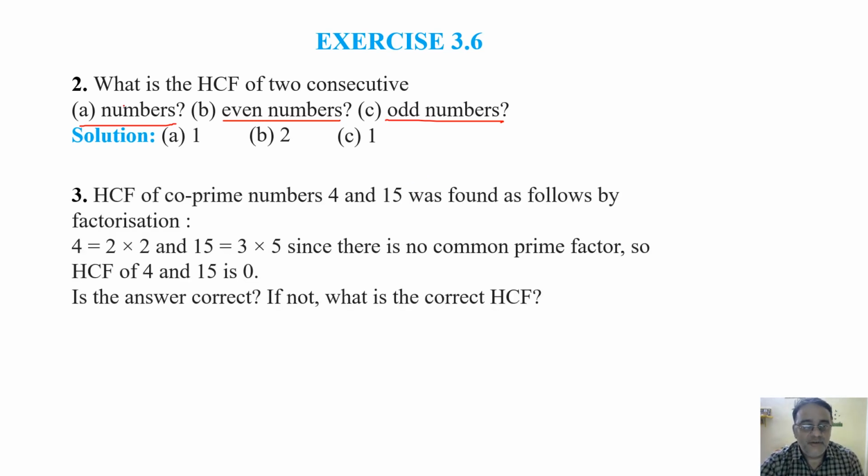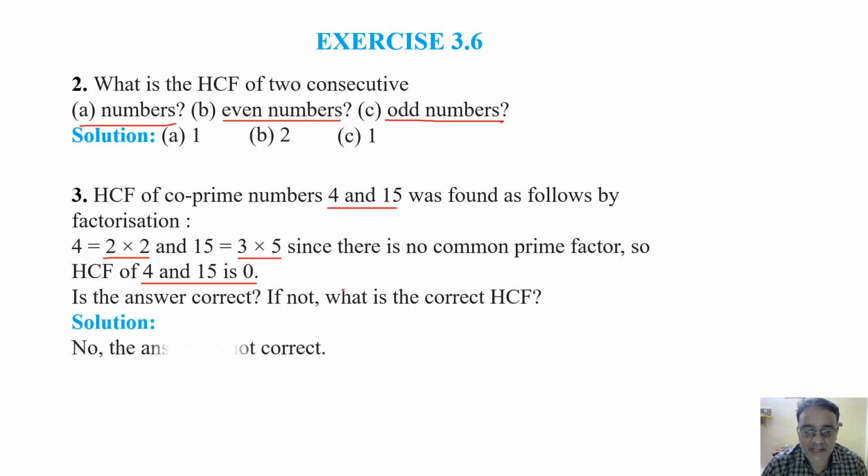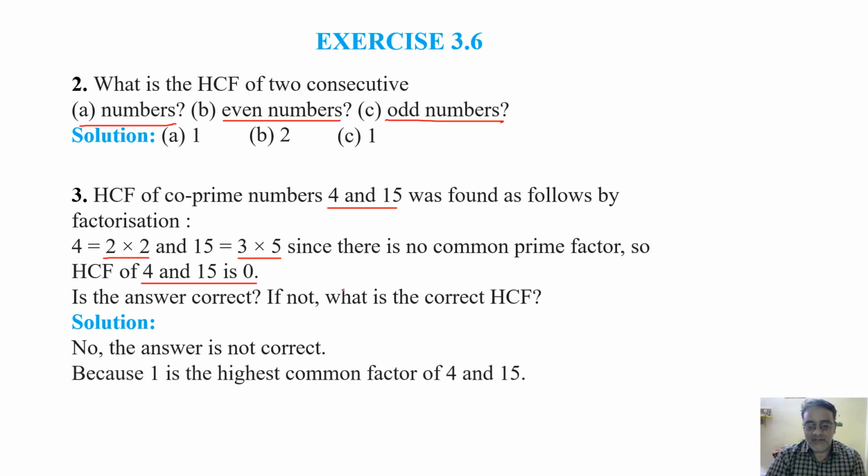थोड़ा बड़ा है, ध्यान से देखो. HCF of co-prime numbers, that is 4 and 15, was found as follows by factorization. 4 we can write 2 into 2. 15 we can write 3 into 5. Since there are no common prime factors, so HCF of 4 and 15 is 0. Is the answer correct? No, sir. It should be 1. No, the answer is not correct, because 1 is the highest common factor of 4 and 15. So HCF of 4 and 15 is not 0, that is 1. So this is exercise 6.6, last question.